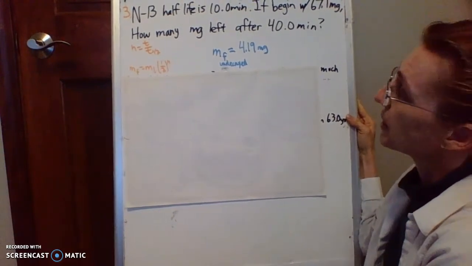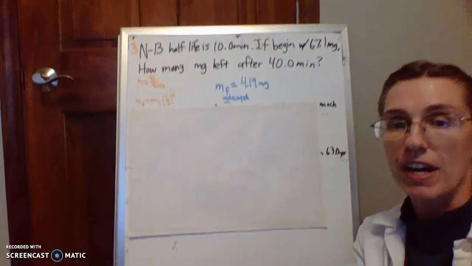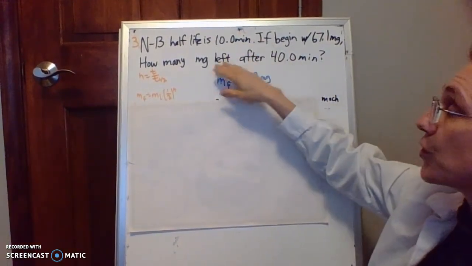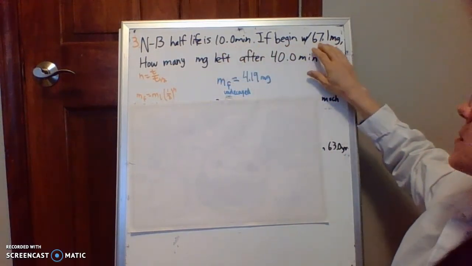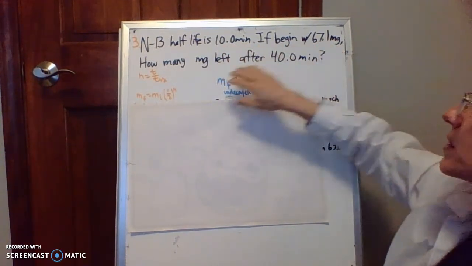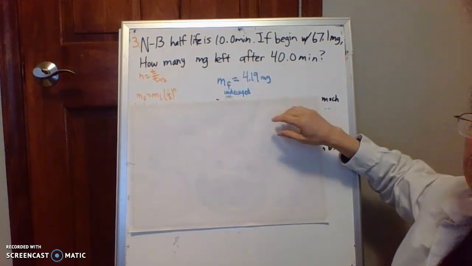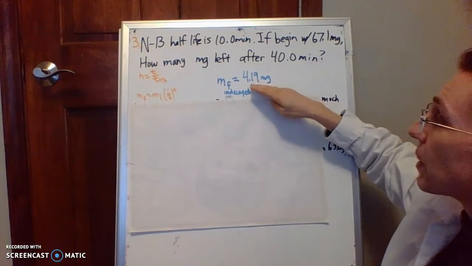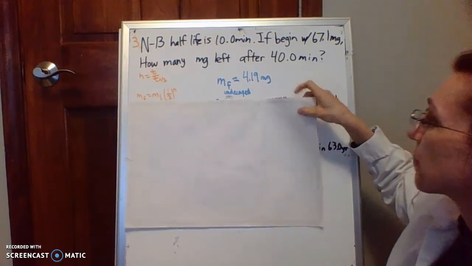And I will give you the answers here, but do work them on your own to make sure that you're able to get the correct answer. So the first problem states that we have a half-life of 10. It begins with 67.1 milligrams, and it asks how many milligrams are left after 40 minutes. So when you plug that into the formulas, you should get 4.19 milligrams.